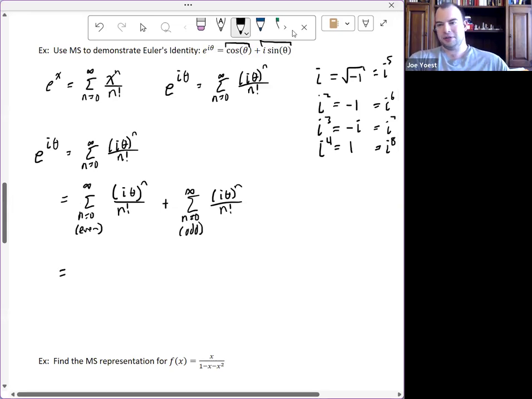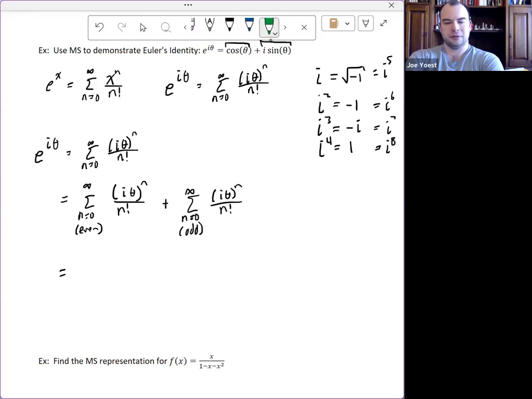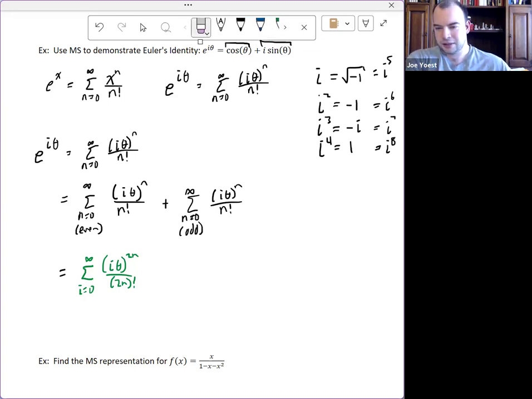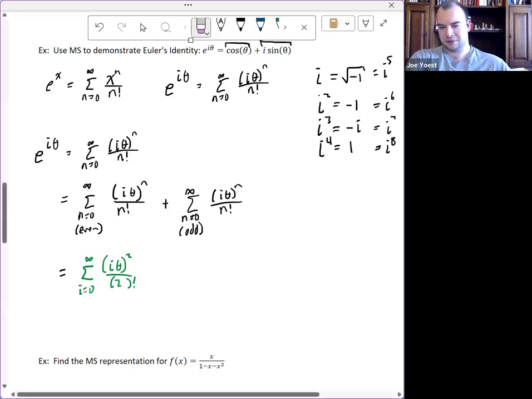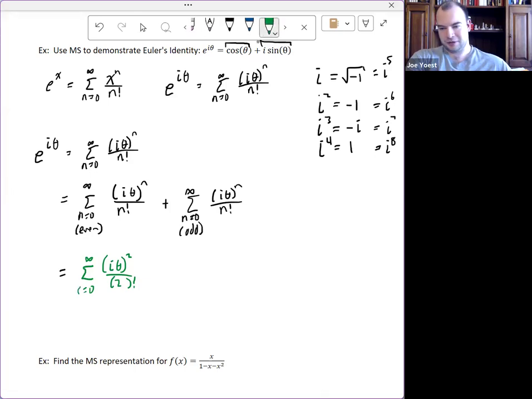Okay, so if I'm only adding up the evens, then I have n equals 0, 2, 4, 6, 8. I could reindex this as something like sum i equals 0 to infinity of (i theta) to the 2n over 2n factorial. Oh, not n, I switched to i and didn't carry that through. Oh, I don't want to use i. I'm using i for the imaginary unit. What should I use? k. So k equals 0 to infinity of (i theta) to the 2k over 2k factorial. There we go.